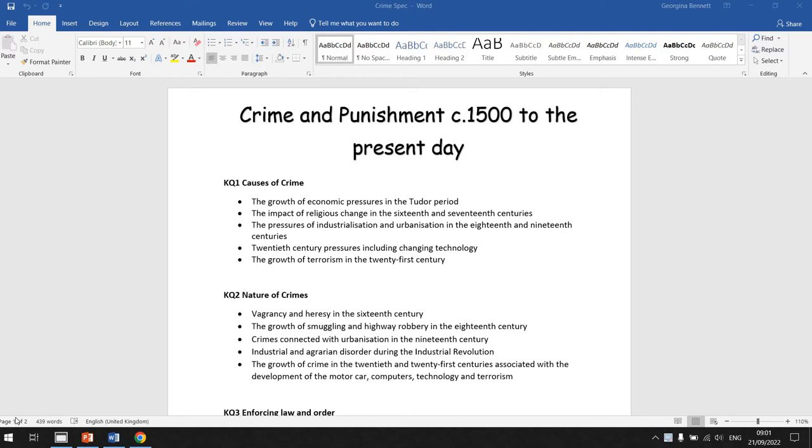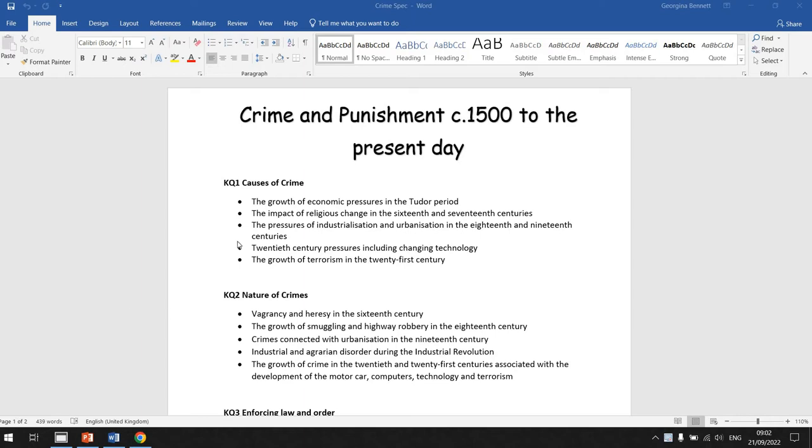Now, I'm just going to take you through the spec before I start Lesson 1. There are still 7 key questions, the same as Unit 2 USA, the same as Unit 1 DWR. There are still 7 key questions that you need to get through. However, on this exam, which I will also show you in a second, there are 6 questions.